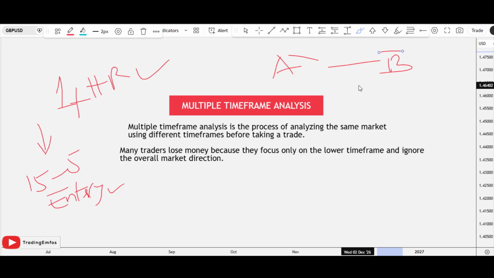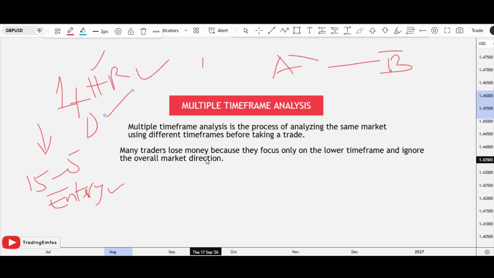The higher time frame shows you the bigger picture. The higher time frames like the 4-hour and the daily show you the bigger picture. They tell you what the institutions are doing, if they are buying or selling. Then the lower time frames show you the details.